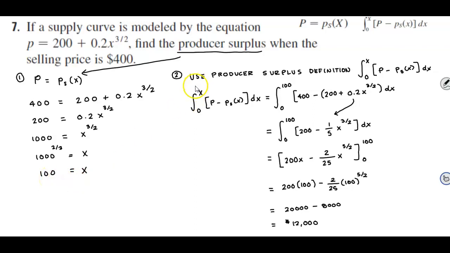Now in step 2, we're going to use the producer surplus definition formula. So we have 0 to 100. The value of p is 400 minus the function, which is 200 plus 0.2x to the 3 halves power dx.